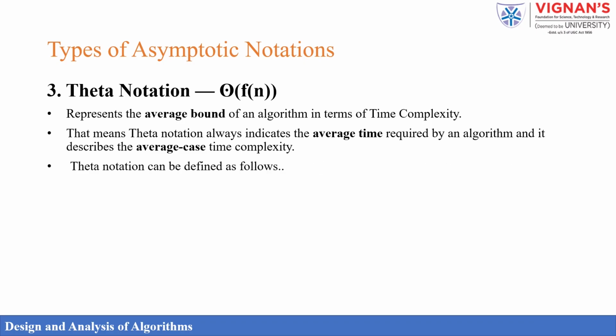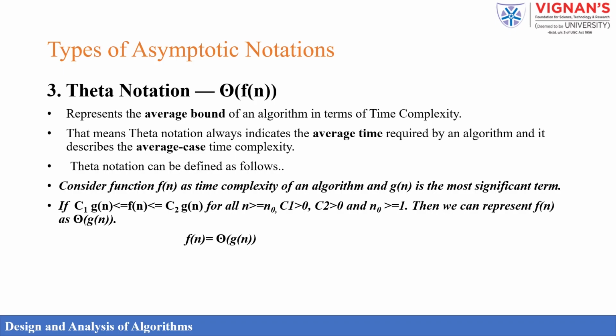If C1·g(n) ≤ f(n) ≤ C2·g(n) for all n ≥ n₀, where C1 > 0, C2 > 0, and n₀ ≥ 1, then f(n) = Θ(g(n)). This means the algorithm grows exactly like g(n) up to constant factors.